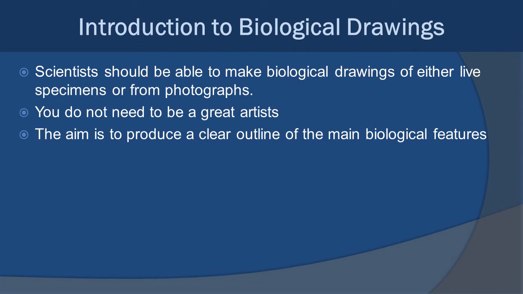So here's an introduction. First of all, scientists should be able to make biological drawings of either live specimens or from photographs. This has been used for hundreds of years to convey information. Now, in terms of what you're going to need to do, you do not have to be a great artist, okay? The aim here is to produce a clear outline of the main biological features.